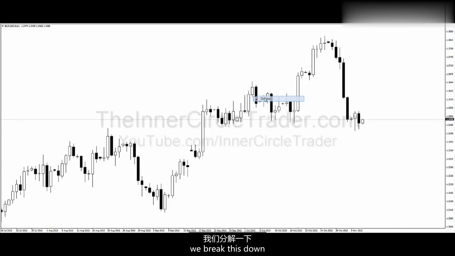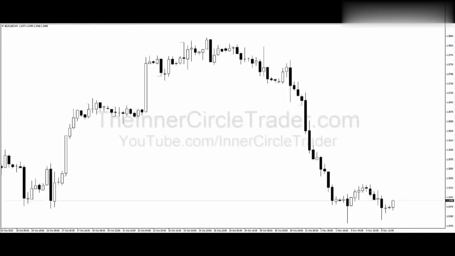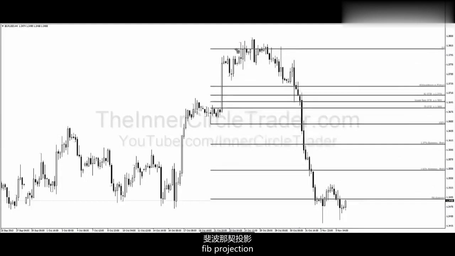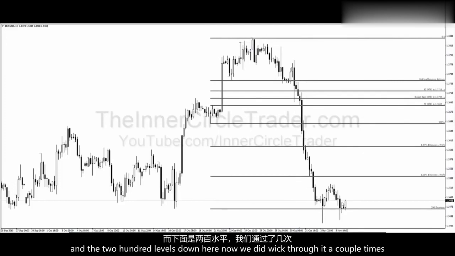If we break this down, we can go down into a 4-hour chart. Okay, and what we're going to look at here is that market moving lower here. We have this swing up. Okay, so there's going to be a fulcrum point right here. Okay, and what I'm going to do is I'm going to give you the fib projection right here and the 200 levels down here.